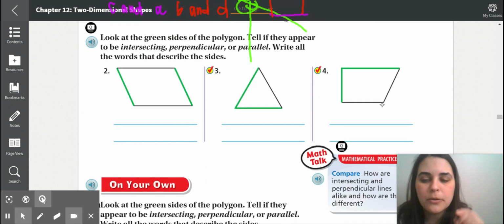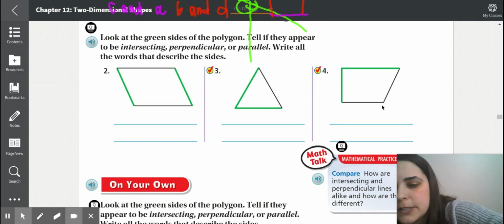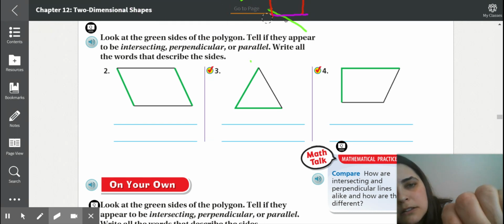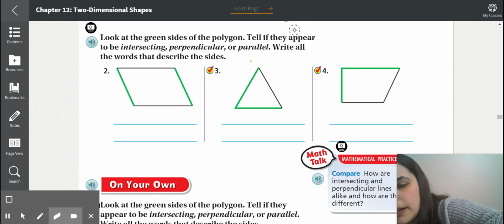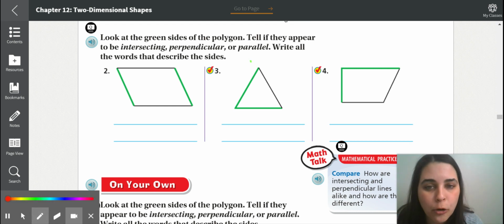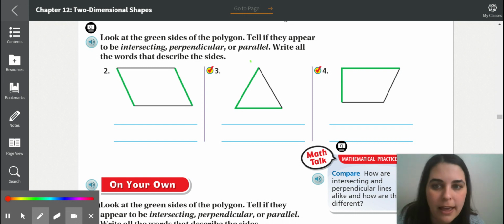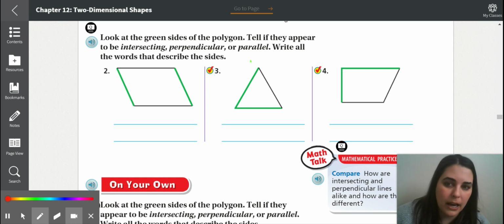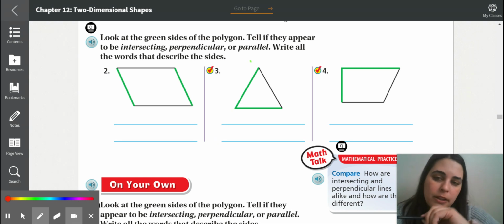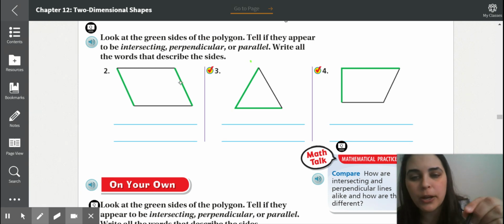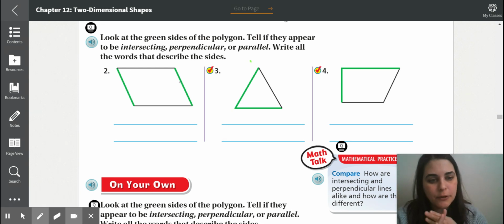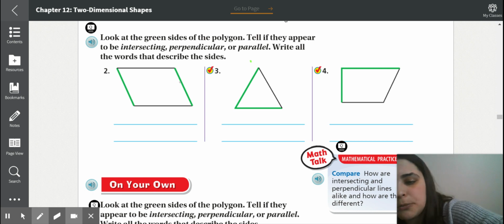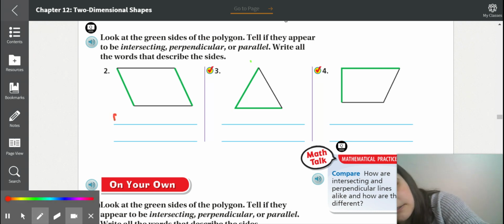Moving on. So for numbers 2, 3, and 4, look at the green sides of the polygon and tell whether they appear to be intersecting, perpendicular, or parallel. Write the words that describe the sides. Let's start with number 2. Look at these green sides here. If we extended those lines out in both directions, would those lines ever cross? If you said no, you're right. So we would call these parallel lines.